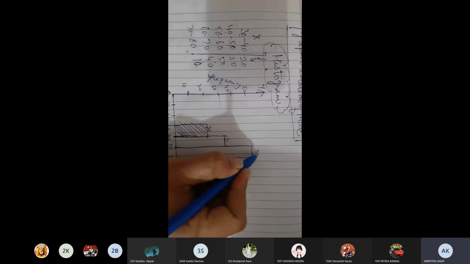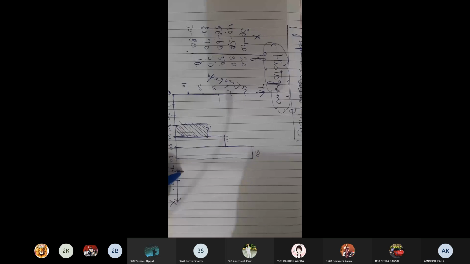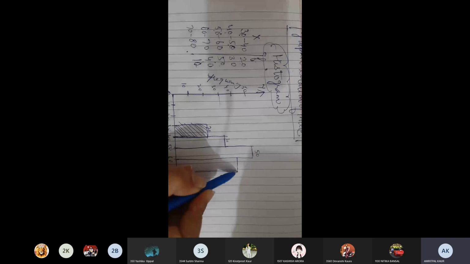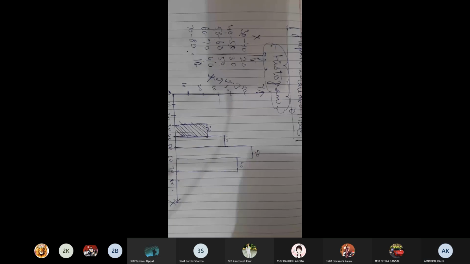60 to 70 is equal to 40. So there is 40, and then 70 to 80 there is 10. So there is 10, 70 to 80. Is this clear, how to draw a histogram? Yes, ma'am.